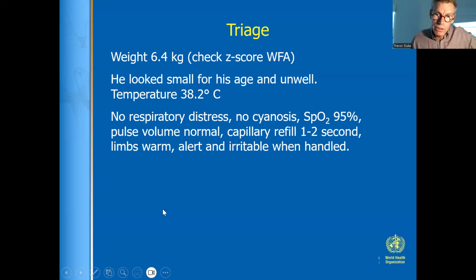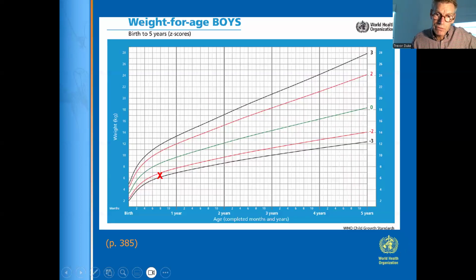This was his weight for age chart, and you can see he's 8 months old and he weighs 6.4 kilos. So that puts him between -2 and -3 standard deviations, and so he's got moderate malnutrition.